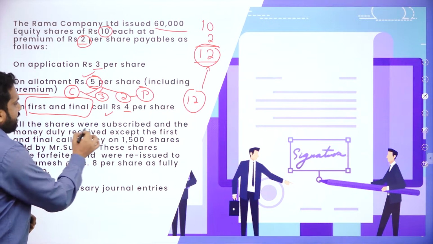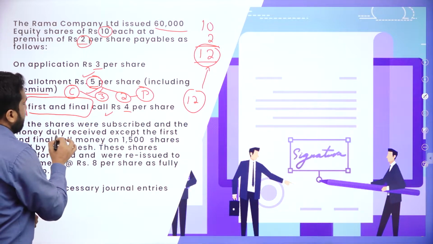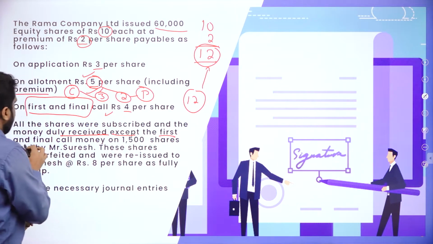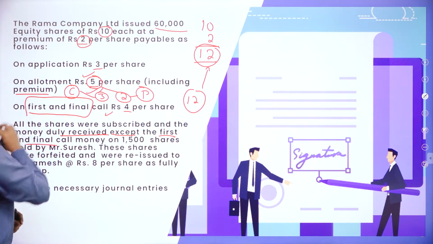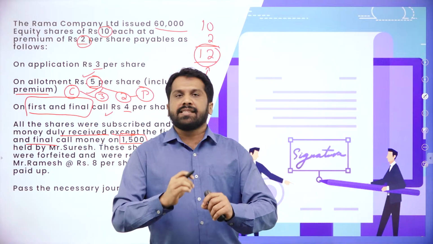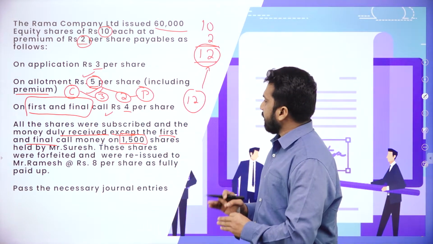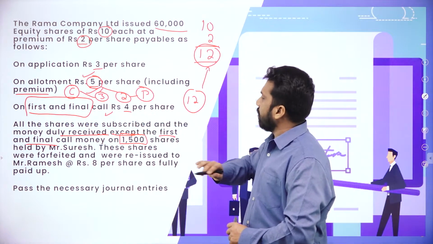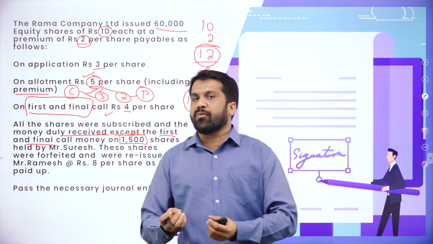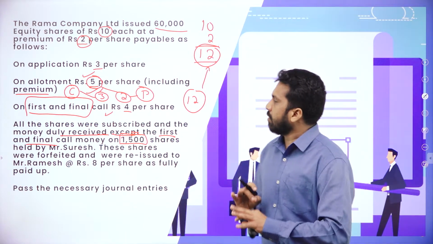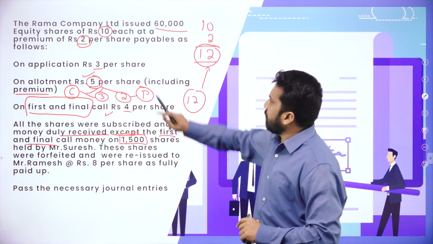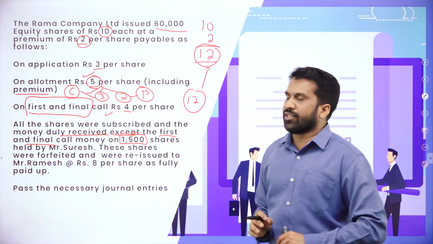Now, all the shares were subscribed and money duly received, except the first and final call money on 1,500 shares. So, everything is collected, but at the time of the first and final call, 1,500 members have not paid. If they have not paid, what are we going to do? We will cancel. Now, for application and allotment, we don't have any problem. First, we will solve these two, then we'll come back to the first and final call.